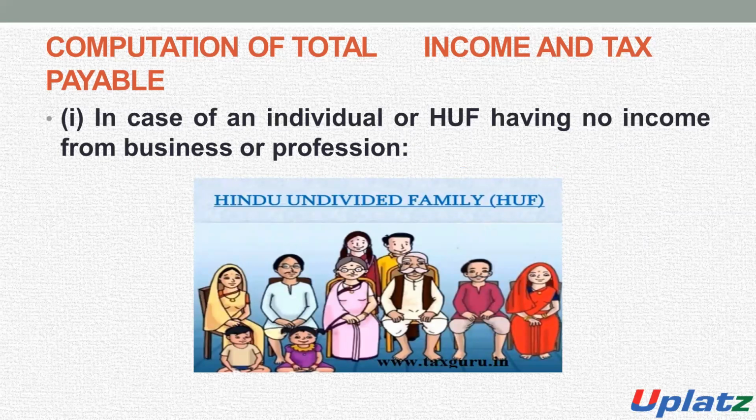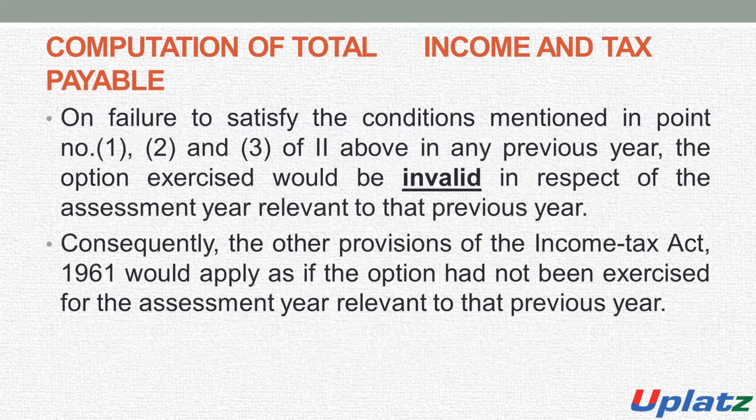Number 1, in the case of an individual or HUF having no business income and no profession income, means when there is an individual or HUF and such assessee does not have business income, or such an assessee fails to satisfy any of the conditions specified in points 1, 2 and 3 in any of the previous years, then the option exercised by such individual or HUF will be considered invalid. It will be considered invalid for the relevant previous year. Means the assessee will not be eligible to adopt the concessional rate of income tax for the relevant assessment year.